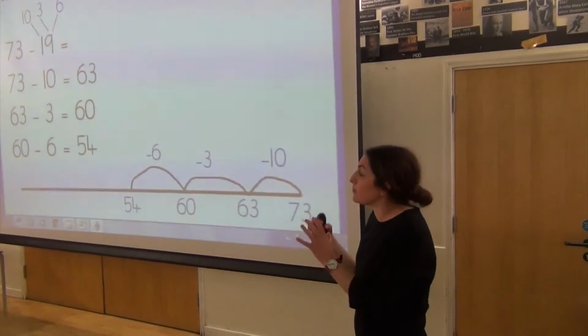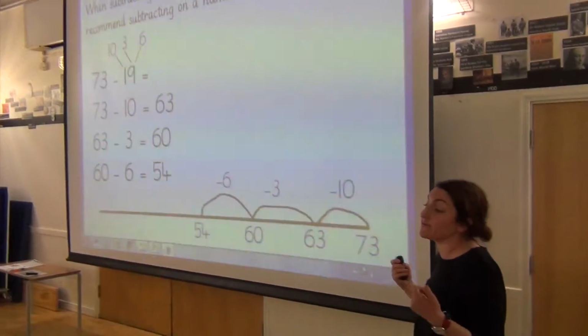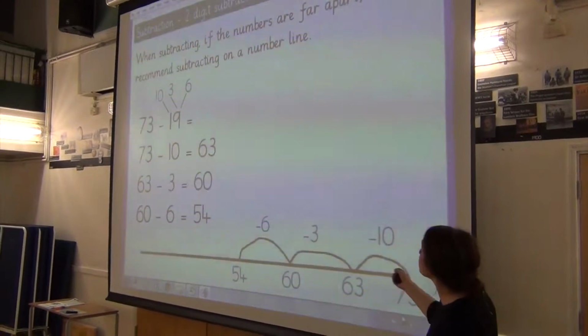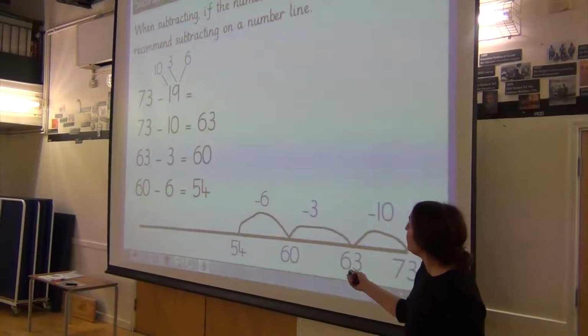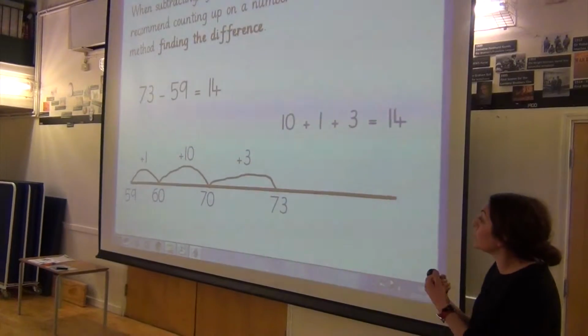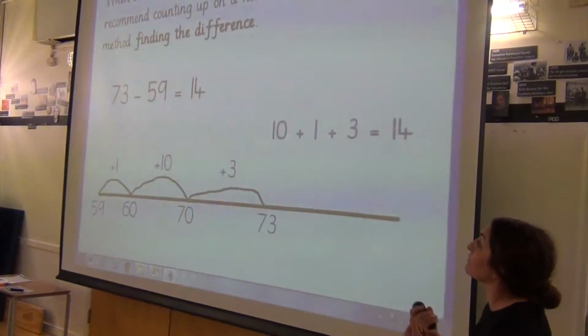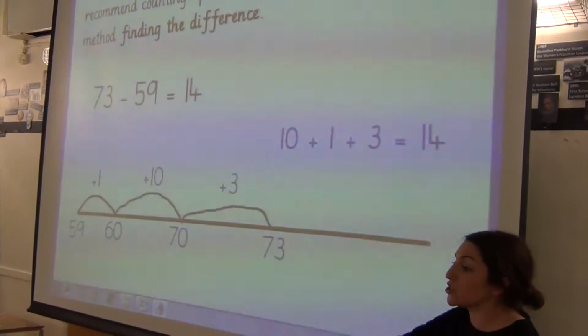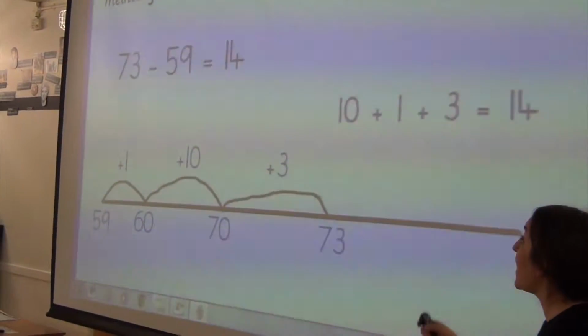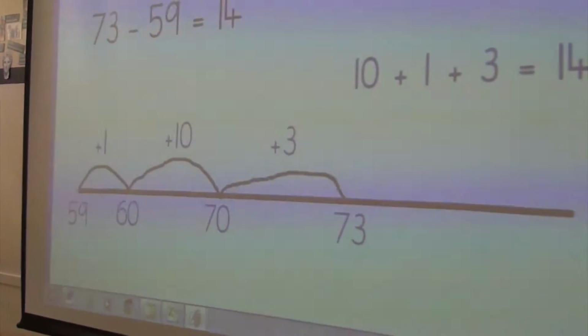When it's two-digit numbers that are quite far apart, we would encourage them to jump back on a number line. If the numbers are fairly close together, like 73 and 59, we would teach the children to jump up on a number line. And we call this method finding the difference.